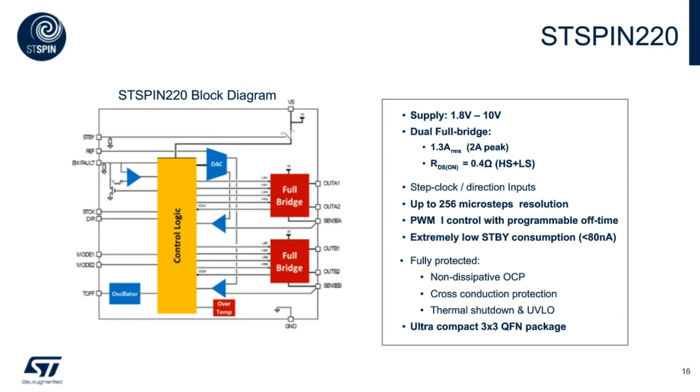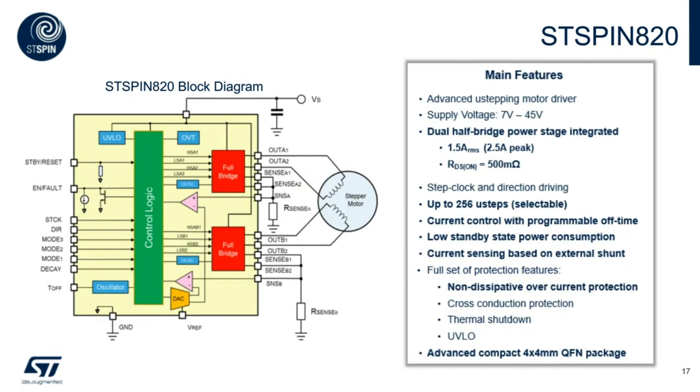The ST-SPIN 820 driver can be used up to 45 volts and can handle 1.5 amp RMS with 2.5 amp peak. The ST-SPIN 820 has similar features to ST-SPIN 220. It has 1 over 256 microstepping resolution, current control with programmable off time, low standby power consumption, and the same set of protections: overcurrent protection, thermal shutdown, cross-conduction protection, and under-voltage lockout. The ST-SPIN 820 has a 4x4 QFN package.